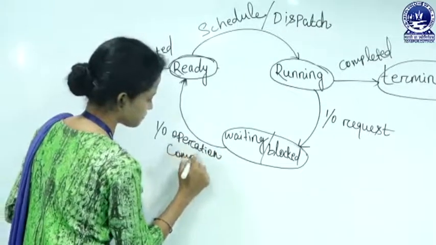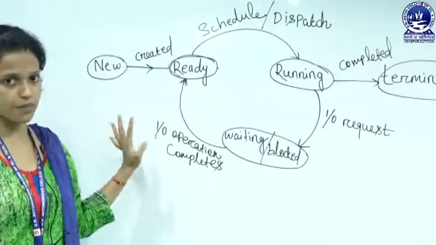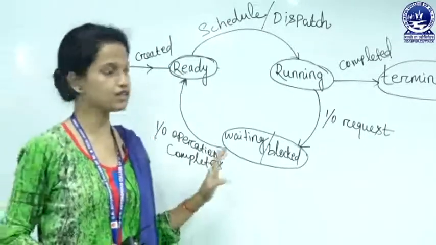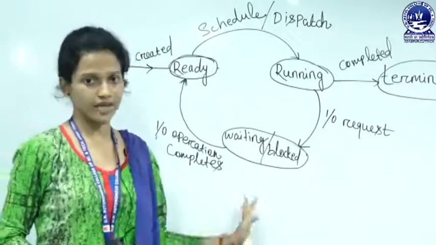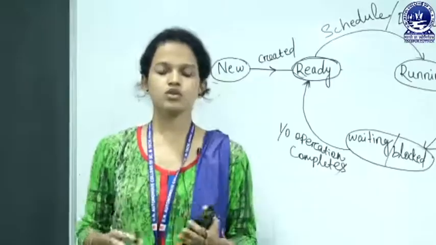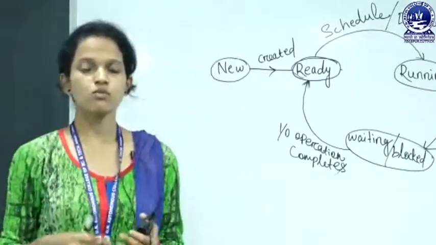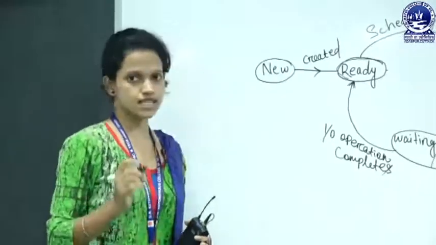So, this is the minimum 5-state transition diagram. Everywhere you will find this 5-state transition diagram: new, ready, running, waiting, and finally terminated state. Then I am going to talk about 2 more states. One is suspended ready.